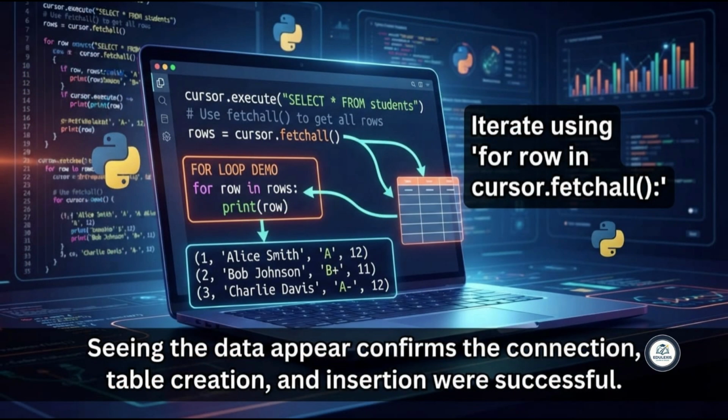Now, let's iterate over the list returned by fetchall. We use a simple for loop: for row in cursor.fetchall, print row. This will print out each student record we just inserted. Seeing the data appear on your screen confirms that your connection, table creation, and insertion were all successful.